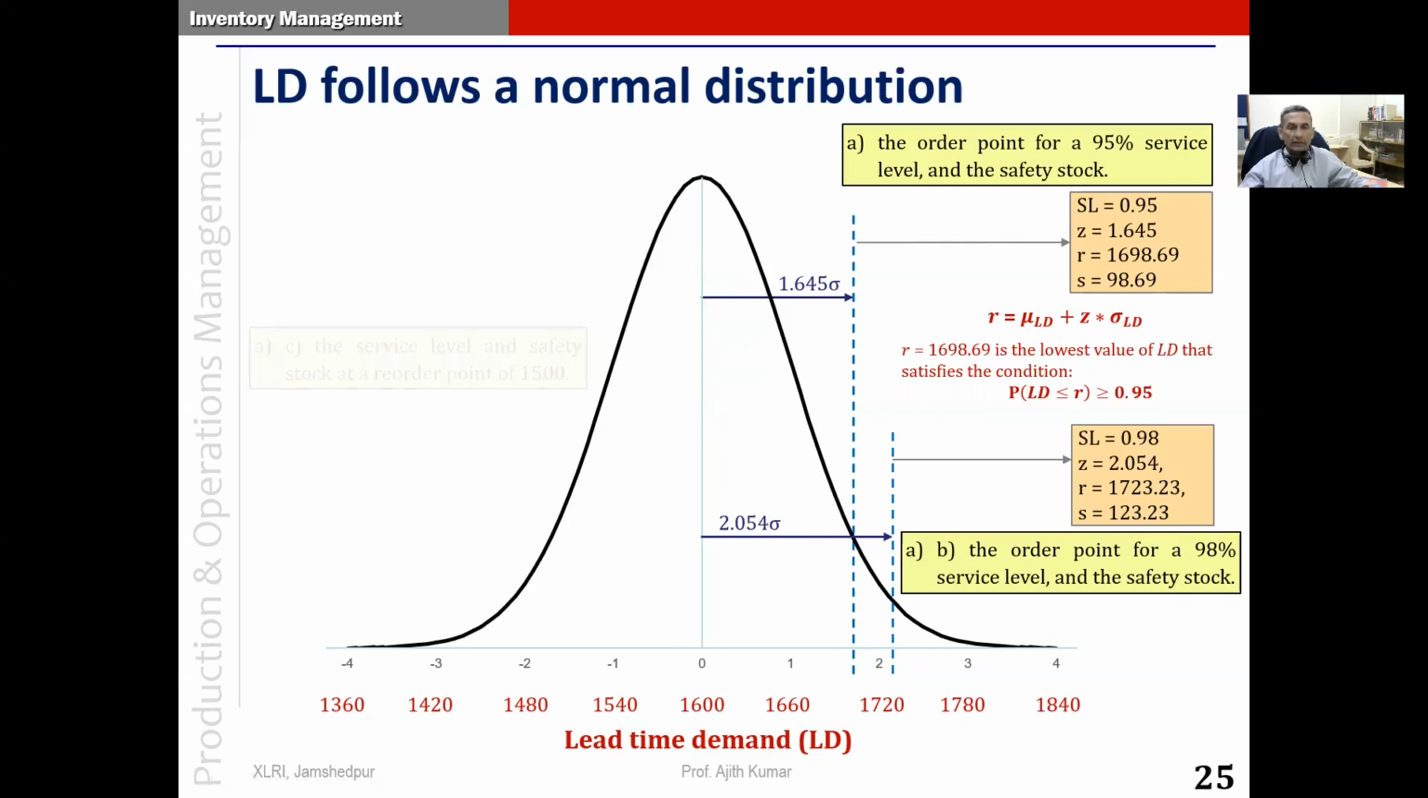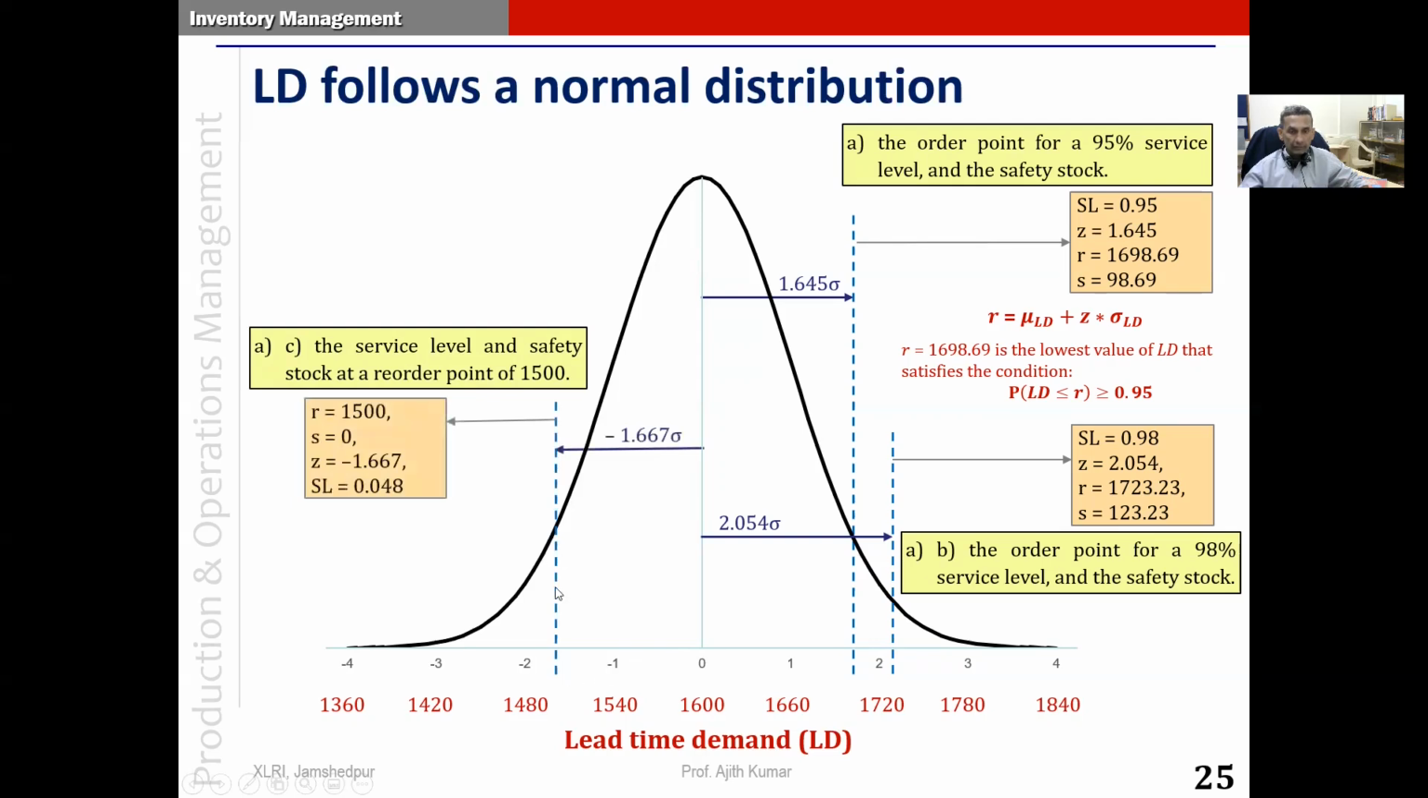Good. The third question asked us to answer what are the service level and safety stock if our reorder point were to be set at 1500. So first let's plot the place where 1500 comes, and that is here. The moment we mark this line, we can calculate using the inverse function that here the Z value is 1.667, or in other words, this point is minus 1.667 sigma from the mean of the distribution.